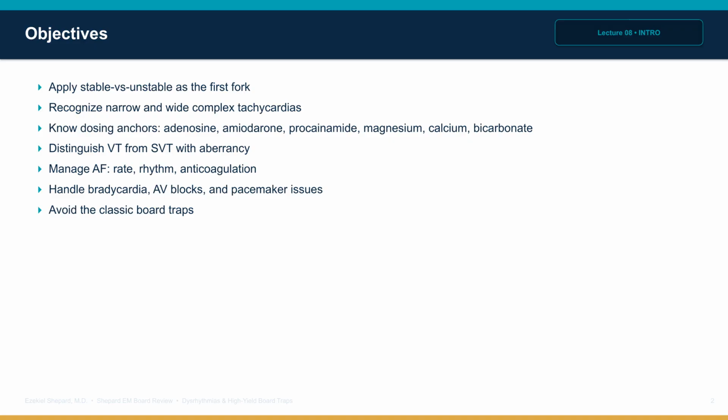The objectives are these. First, apply the stable versus unstable framework as the first fork. Second, recognize narrow complex and wide complex tachycardias. Third, know the dosing anchors for adenosine, amiodarone, procainamide, magnesium, calcium, and bicarbonate. Fourth, distinguish ventricular tachycardia from supraventricular tachycardia with aberrancy. Fifth, manage atrial fibrillation, rate, rhythm, and anticoagulation decisions. Sixth, handle bradycardia, AV blocks, and pacemaker issues. And seventh, avoid the classic board traps.